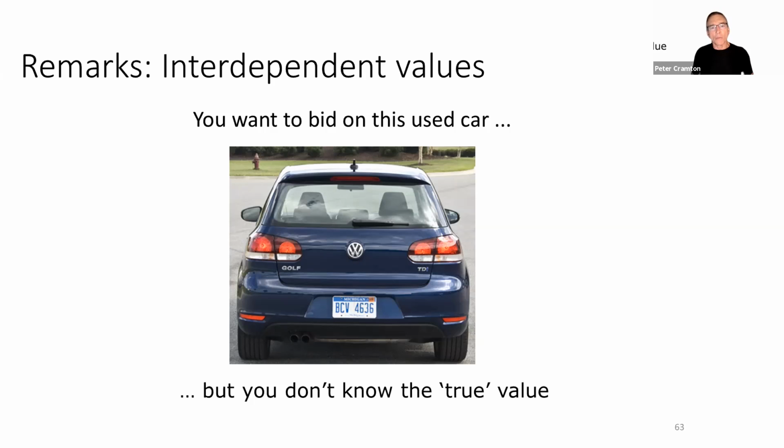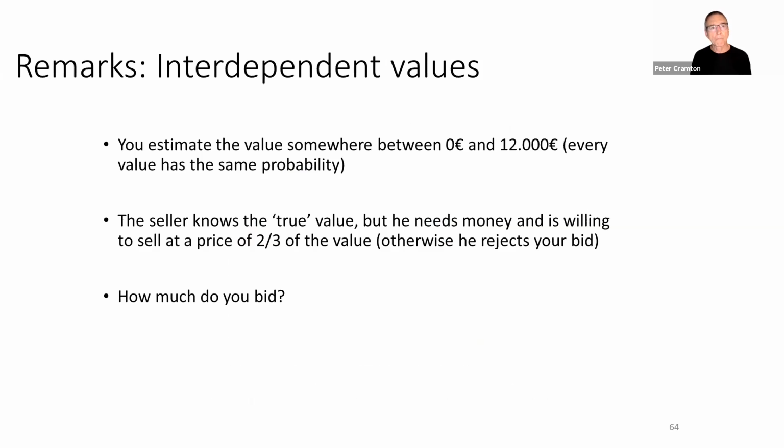Okay, so now I've got this nice VW here, Golf TDI, perhaps famous, and you want to buy it. Actually, I want to sell it to you. You're going to be bidding on this used car. You don't know what its true value is, and so the first thing you need to do is have some information about what it's worth. You estimate the value is somewhere between 0 and 12,000, and everything's equally likely.